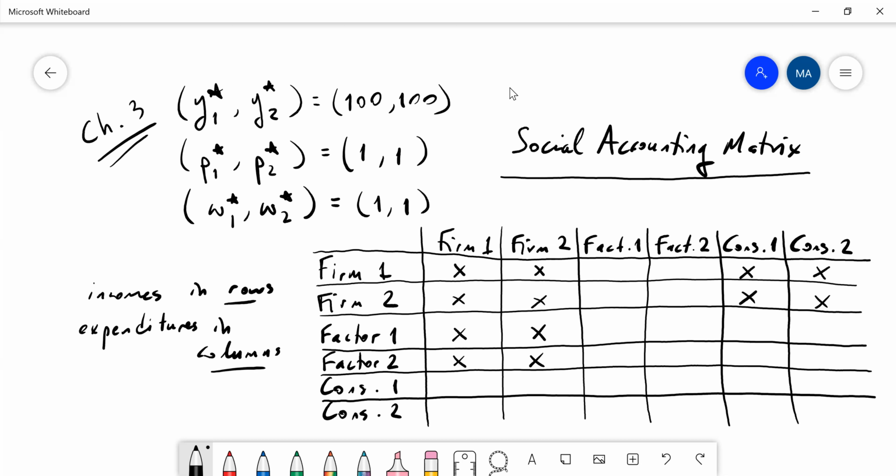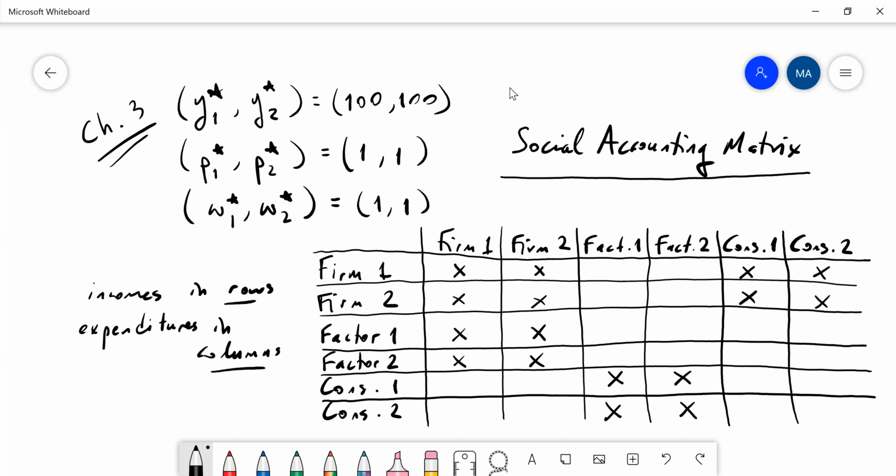Now, consumer's income. Consumer's income originating from where? Look at consumer 1. So consumer 1 will have factor 1 and factor 2, right? These are endowments. And consumer 1 will sell these factors to firms. So income of consumer 1 will be originating from factor 1 and factor 2. Similarly, incomes of consumer 2 are originating from the selling of factor 1 and factor 2 to the firms.